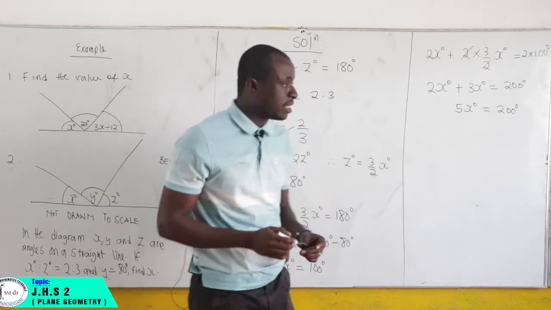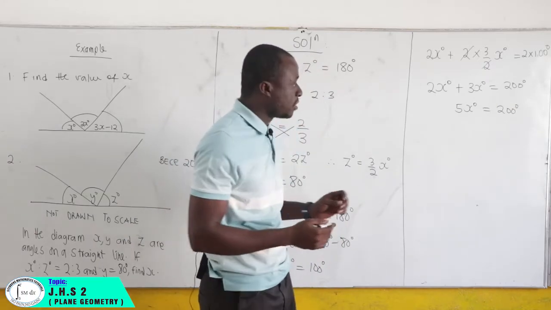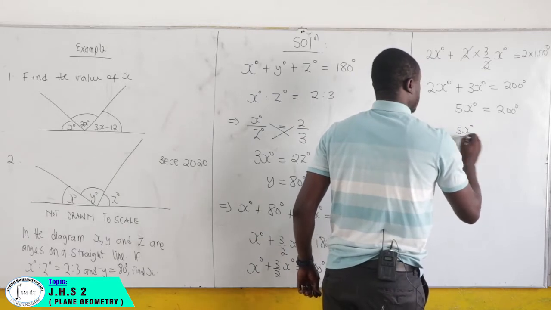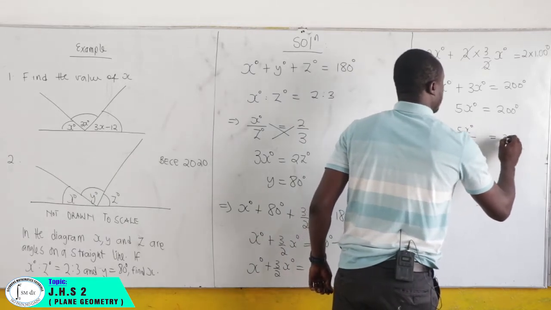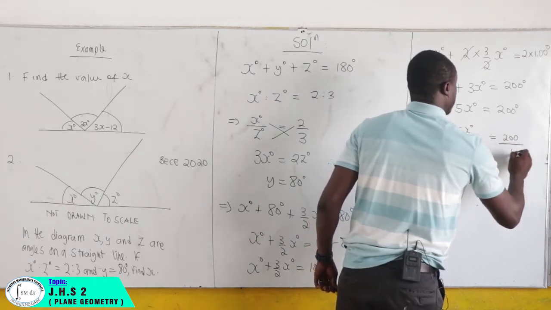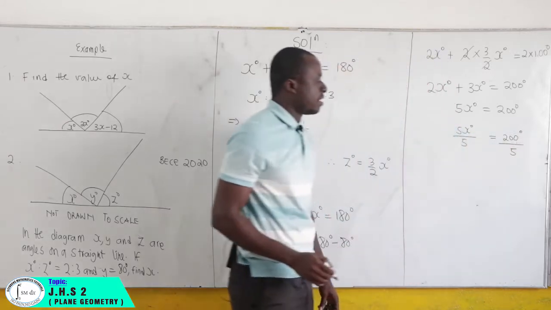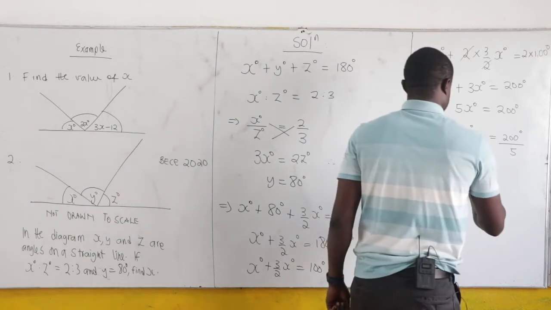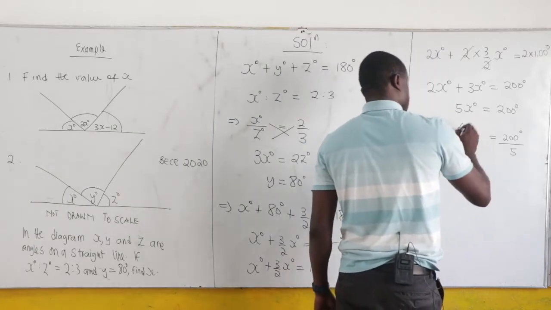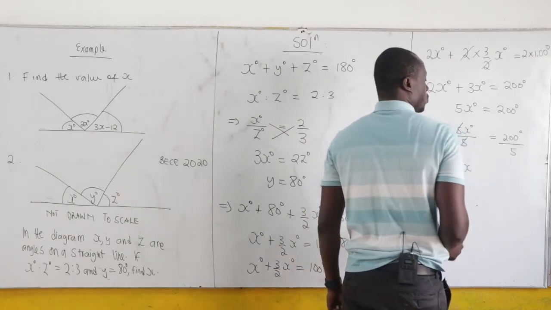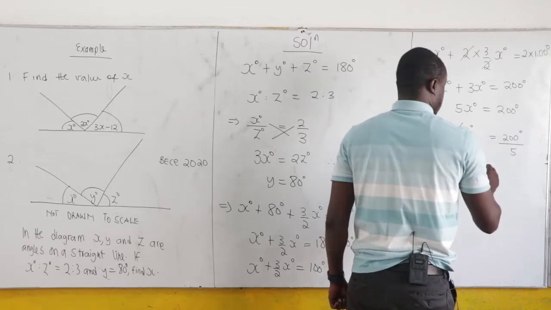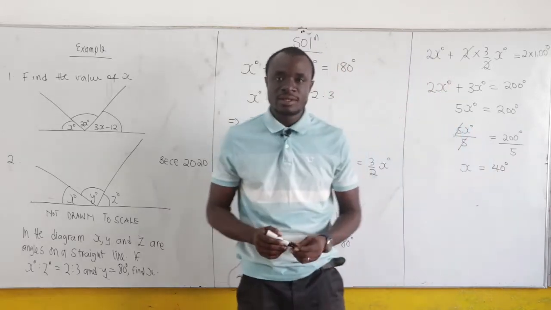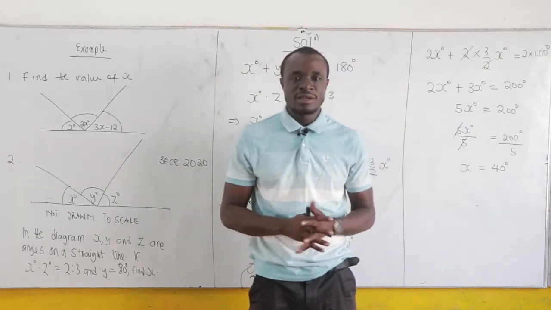We want to find x, so we divide both sides by what is multiplying it, which is 5. So 5x degrees all over 5 equal to 200 all over 5. Now how many times would 5 go into 200? That is 40. This 5 is cancelling out that 5. 5 will go into 20, that is 4. 5 will go into 0, that is 0. So we have our x to be equal to 40 degrees. This is very, very trivial.